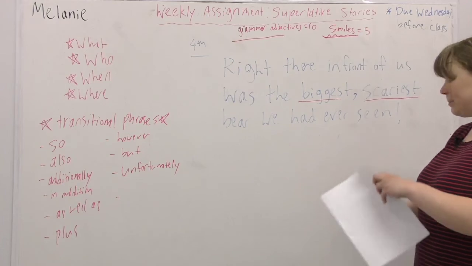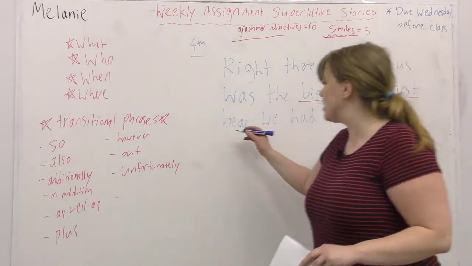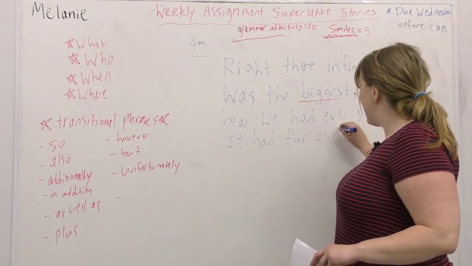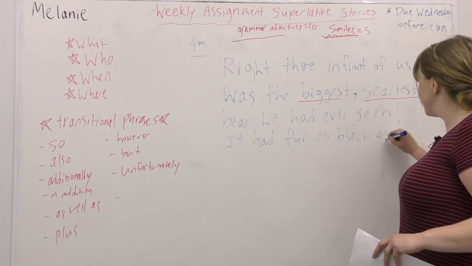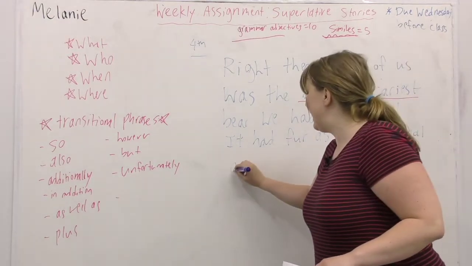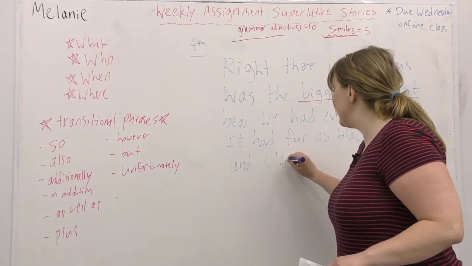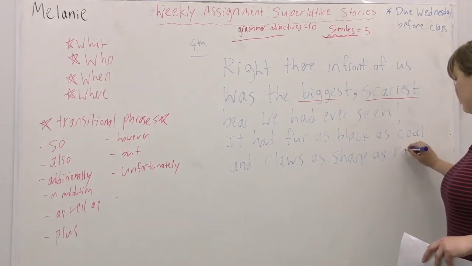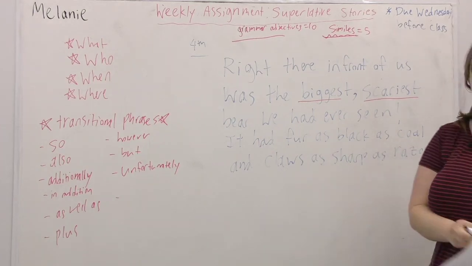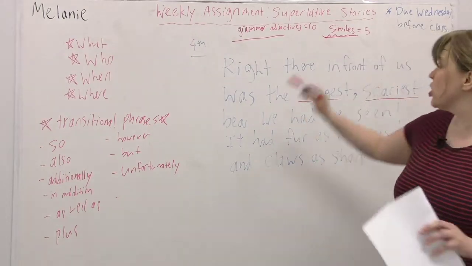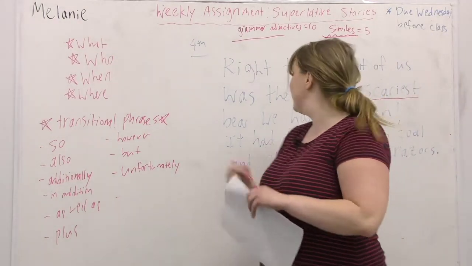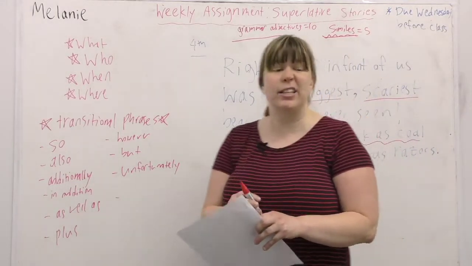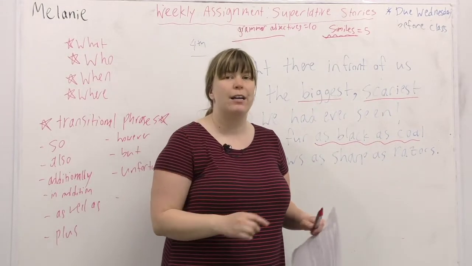Okay. Let's see, what else do we say about this? Oh, this bear. So the bear had fur as black as coal and claws as sharp as razors. Okay, so I have two similes in there. So I'm knocking off the simile count pretty quickly. Okay. As black as coal. So as black as coal just means very black.